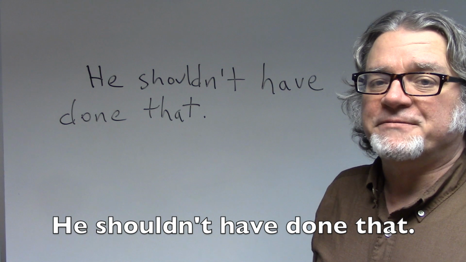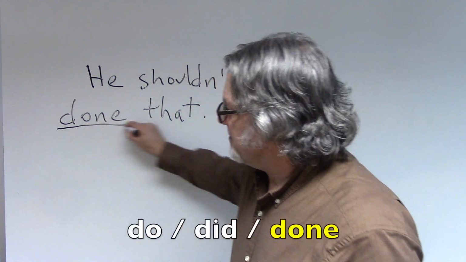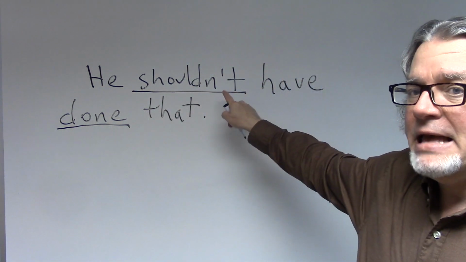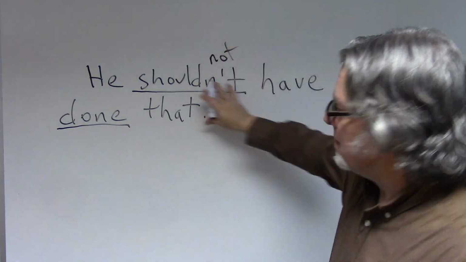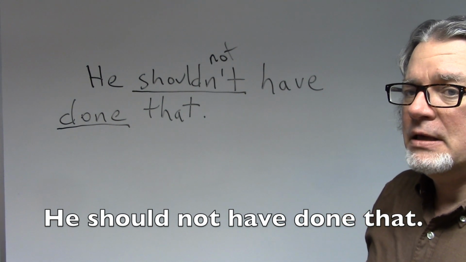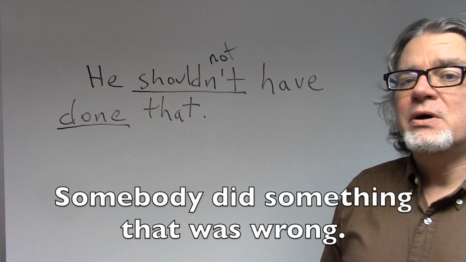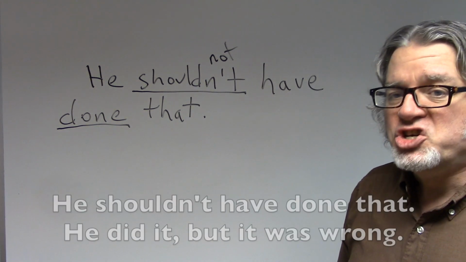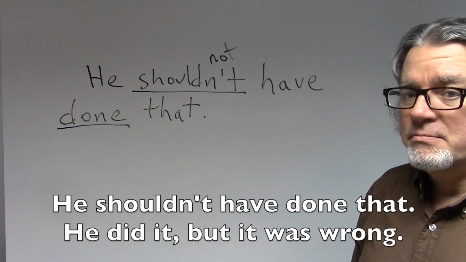He shouldn't have done that. Here's the main verb, for the verb do, and shouldn't is negative. It is possible to use the word not instead of the contraction. He should not have done that. Use a sentence like this when somebody did something that was wrong. He shouldn't have done that. He did it, but it was wrong.